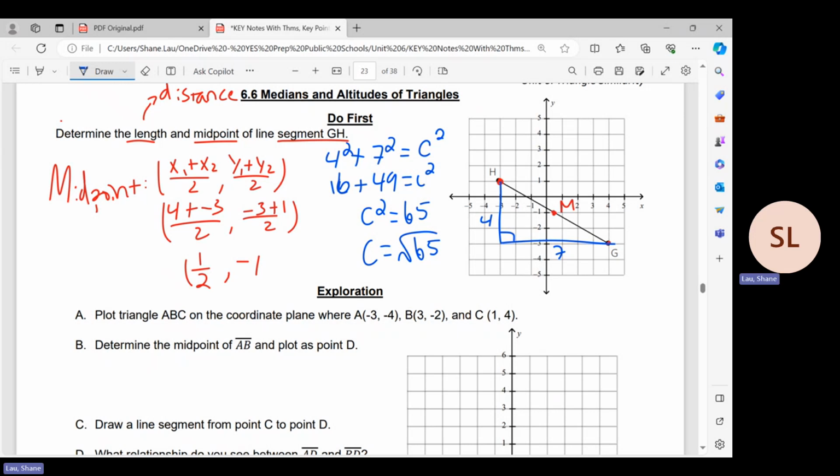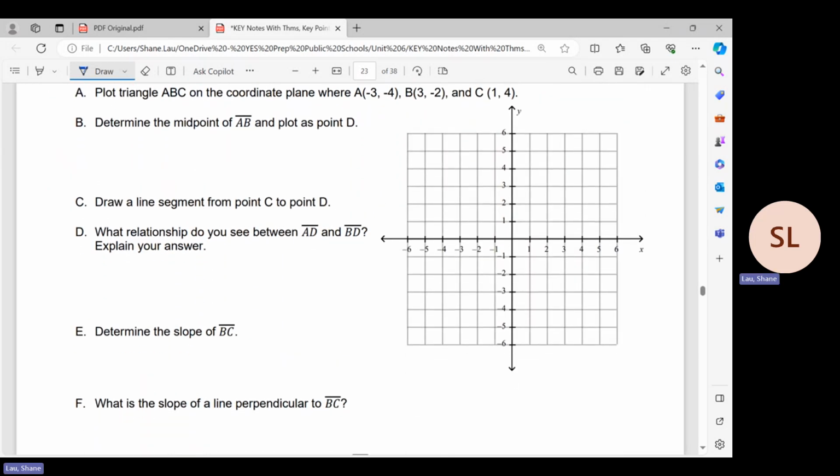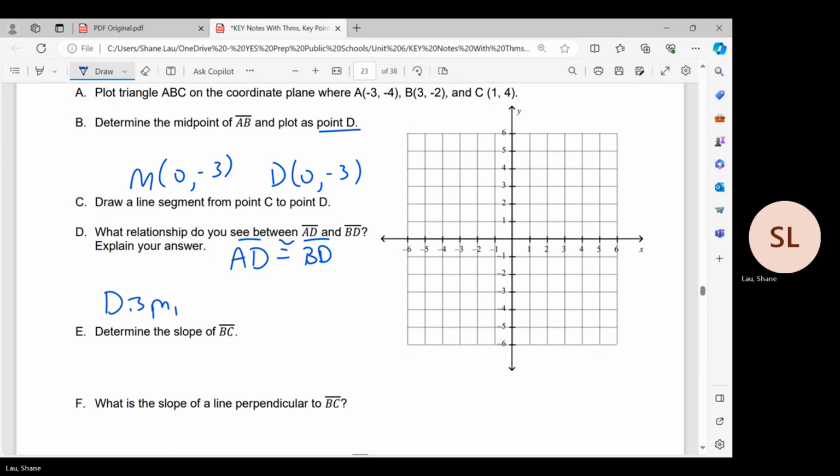Okay. We're actually going to skip the exploration, at least as far as me doing the entire thing, but I will write it in the answers as appropriate. So B should be the midpoint of 0, -3, but looking at the actual problem, it says that's point D. So really it's D at 0, -3. Part D, we can say that AD is congruent with BD. And that's because D is the midpoint of AB.